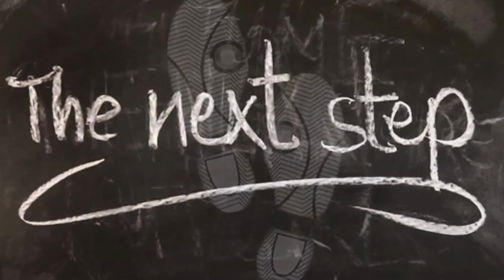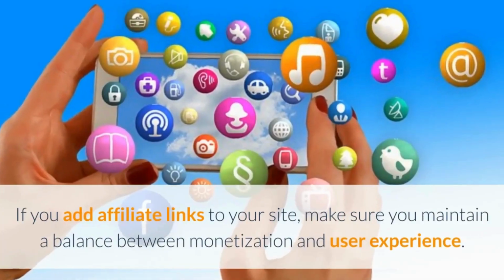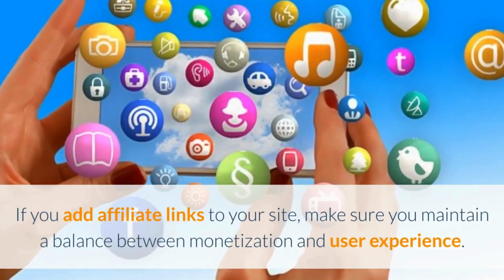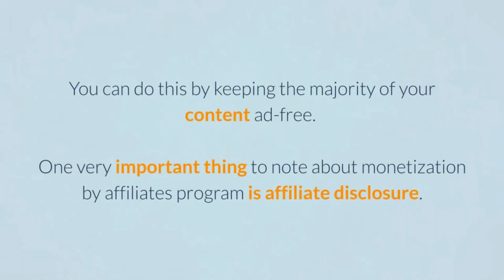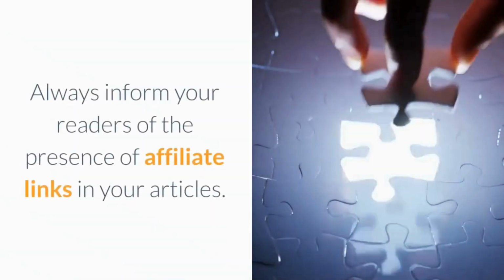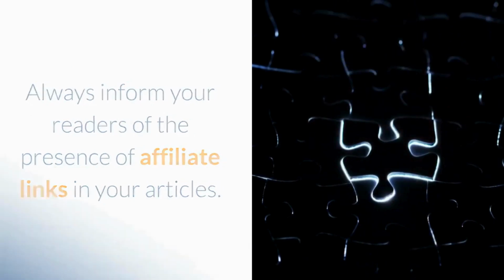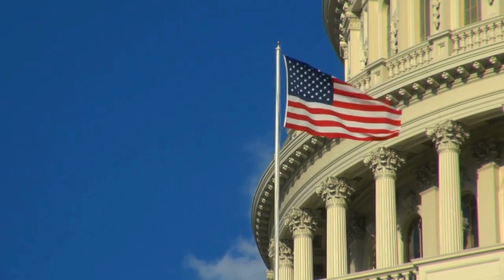Step 4. Integrate affiliate links appropriately. If you add affiliate links to your site, make sure you maintain a balance between monetization and user experience. You can do this by keeping the majority of your content ad-free. One very important thing to note about monetization by affiliates program is affiliate disclosure. Always inform your readers of the presence of affiliate links in your articles. It is a requirement of the Federal Trade Commission of the United States of America.